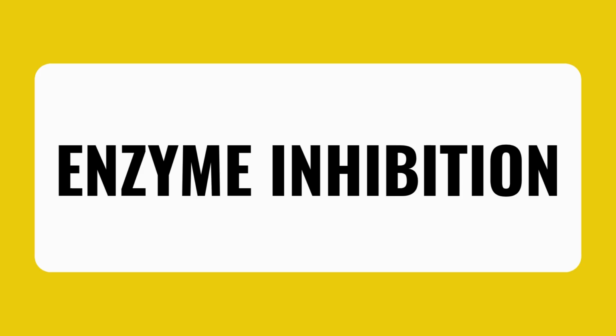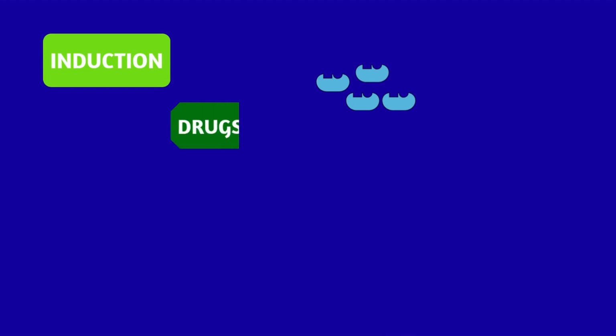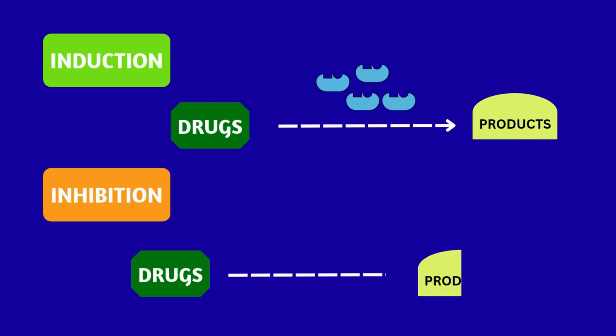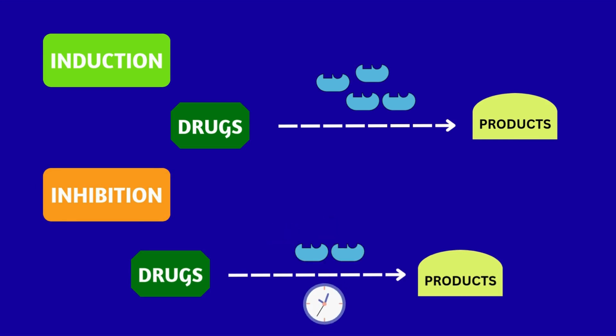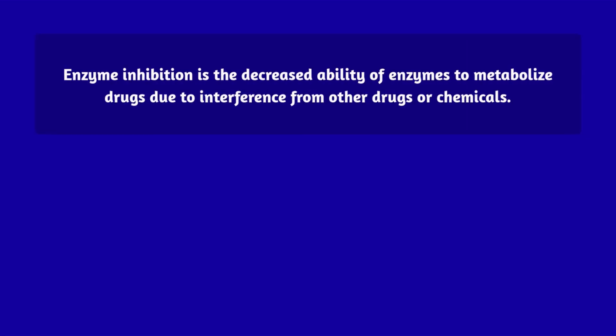Now let's talk about the second major part, enzyme inhibition. In enzyme induction, enzyme activity or count increases, leading to faster metabolism. Whereas in enzyme inhibition, the opposite happens. Enzyme activity decreases. This slows drug metabolism and can cause drug buildup in the body, resulting in serious or even toxic effects. By definition, enzyme inhibition is the decreased ability of enzymes to metabolize drugs due to interference from another drug or chemical.